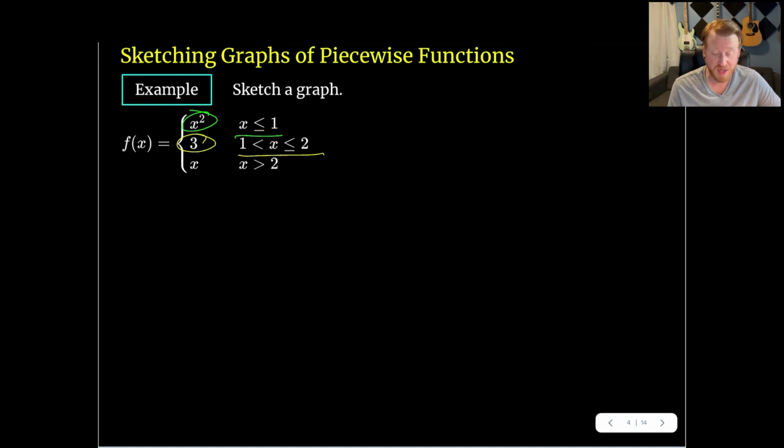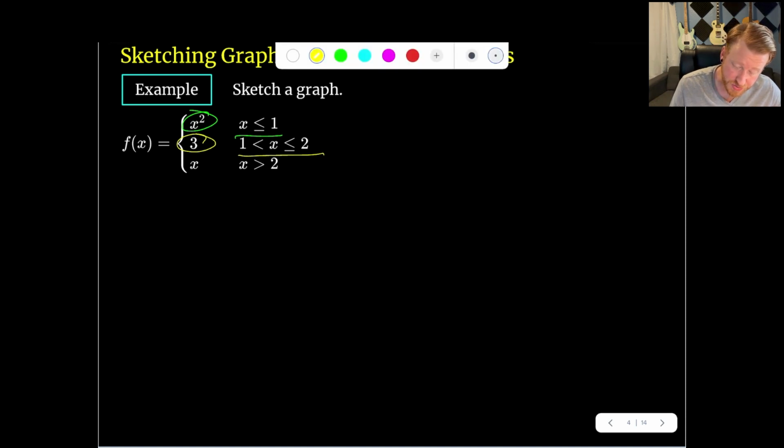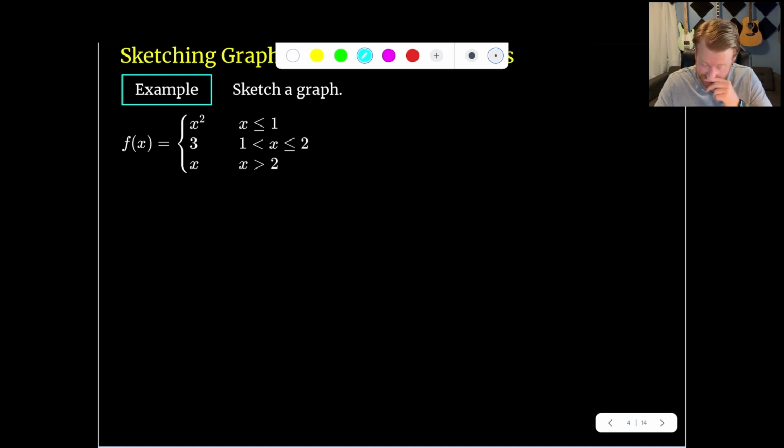No matter what the input is, the output will always be 3 if we're between 1 and 2. And then for any number bigger than 2, we just get the identity function. So it's just saying whatever the input is, the output's exactly the same. And depending on which part of the domain we're looking at, we'll get a different one of these sub-functions. So we're just going to graph all of these together here.